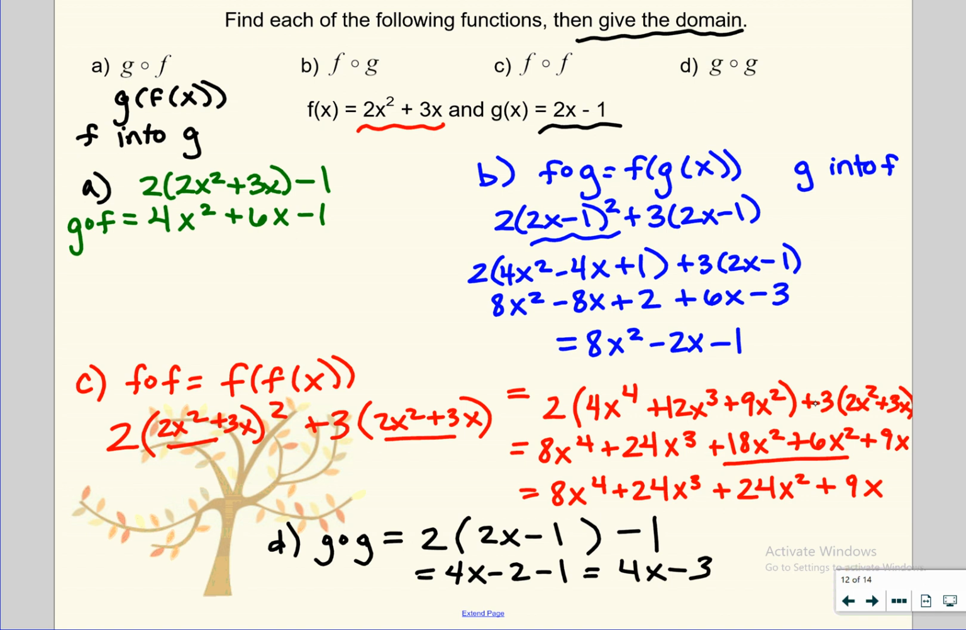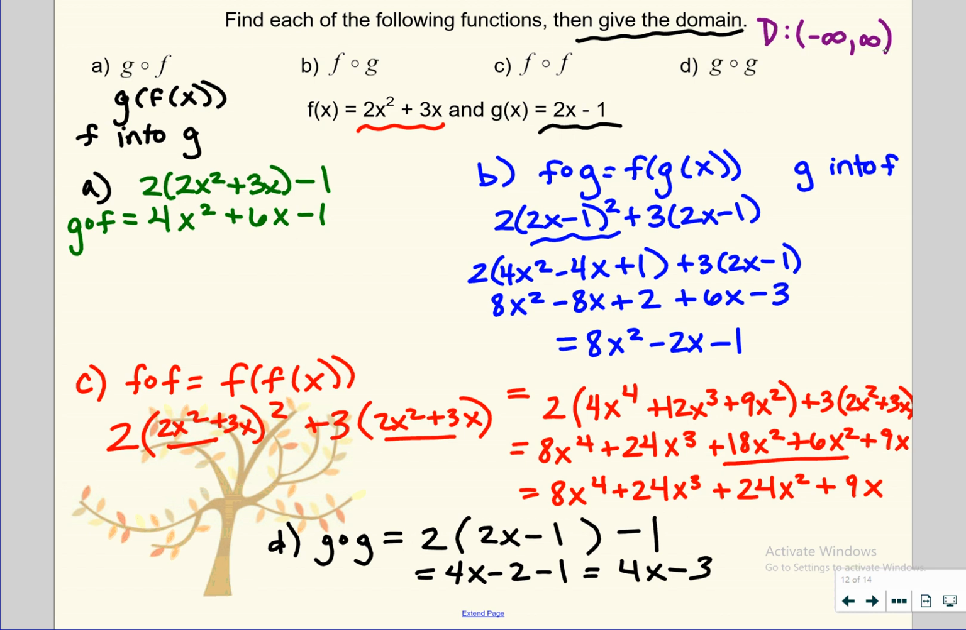Look at all 4 of the answers I have here. Do any of those have any domain restrictions? No, so there's no restrictions in the original functions, f and g. There's no restrictions in the composition, so every single one of these would have a domain of all real numbers. And we always put our domains and our ranges in interval notation, negative infinity to infinity.